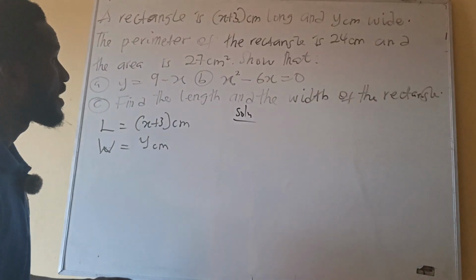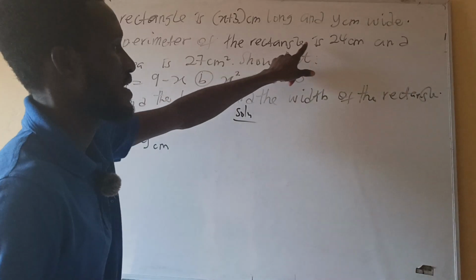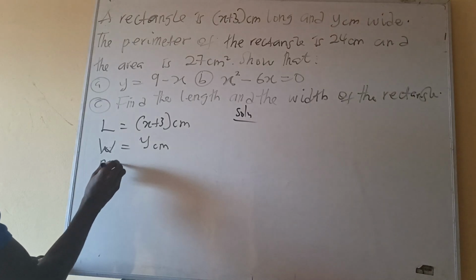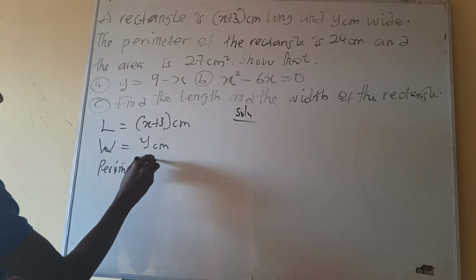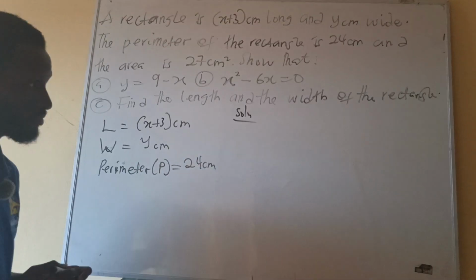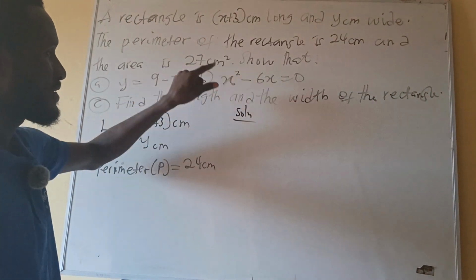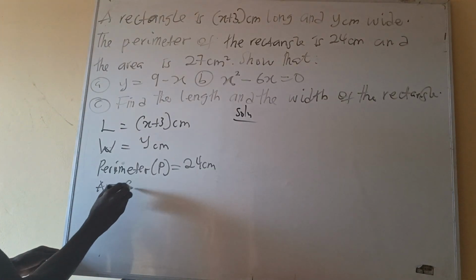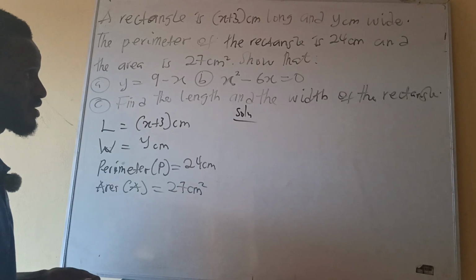Yes, don't forget. Now let's see. The perimeter of the rectangle is 24. So we have the perimeter. I'm going to use P for perimeter, and it's 24 centimeters. And the area is 27 centimeters squared. So this is the area. I'm going to use A for area. Area is 27 centimeters squared.